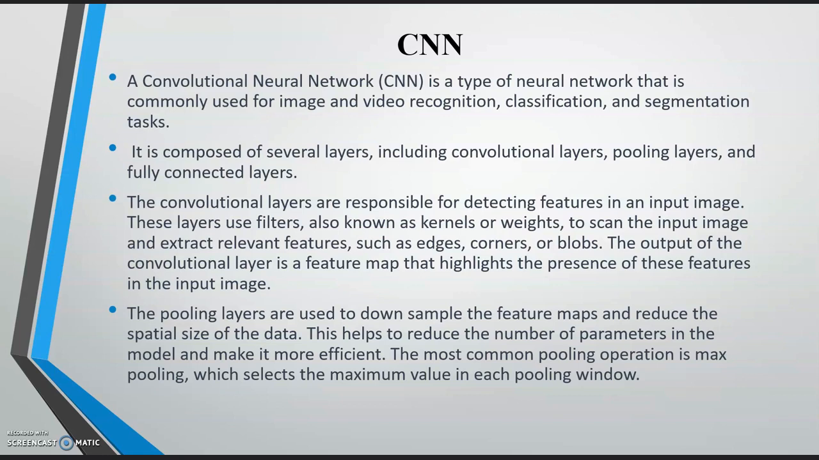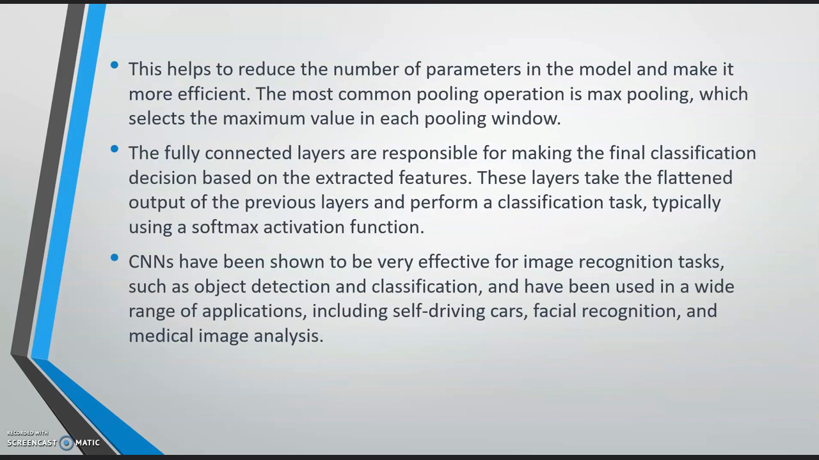The output of the convolutional layer is a feature map that highlights the presence of these features in the input image. The pooling layers are used to downsample the feature map and reduce the spatial size of the data. This helps to reduce the number of parameters in the model and make it more efficient. The most common pooling operation is max pooling, which selects the maximum value in each pooling window.